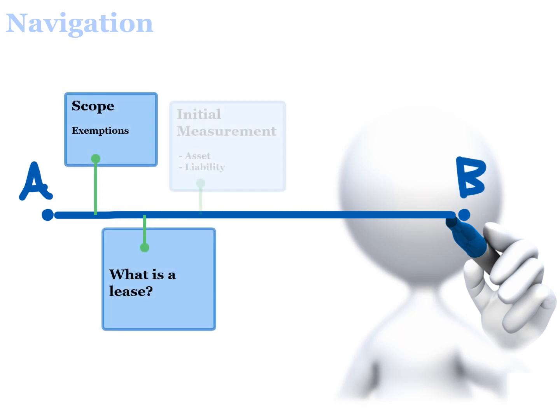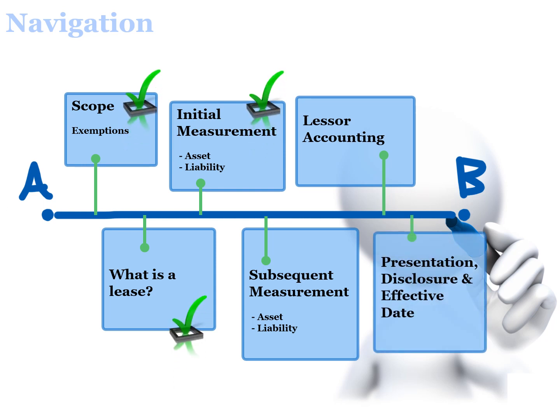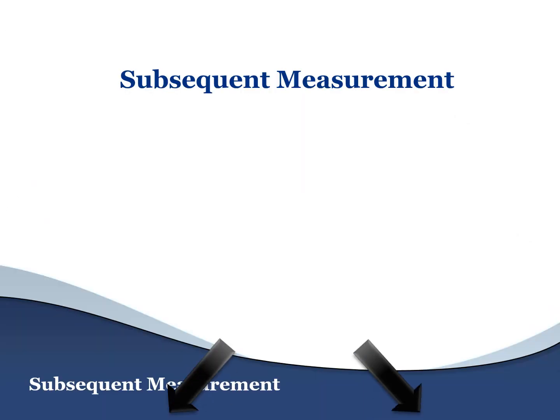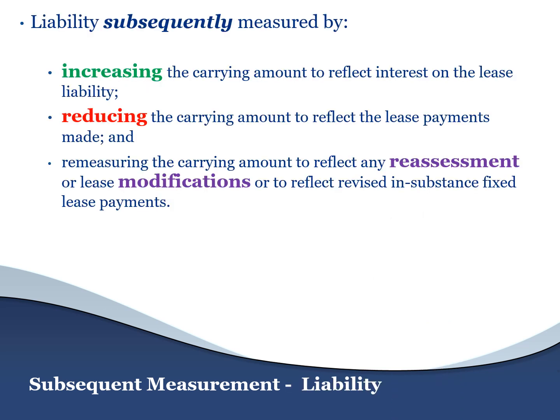So how do we account for them subsequently? Let's take a look at that accounting now. Let's start off by taking the accounting for the liability. Every year you need to adjust the liability by three things. Firstly, you need to increase the carrying amount to reflect the interest rate on the lease liability. So obviously as you're unwinding the interest, that will be added to that.